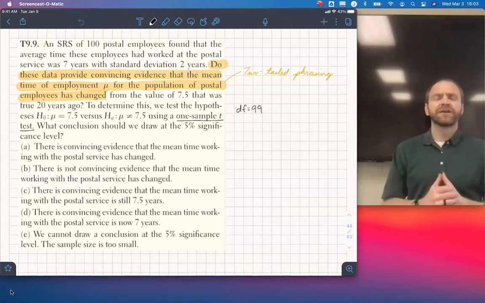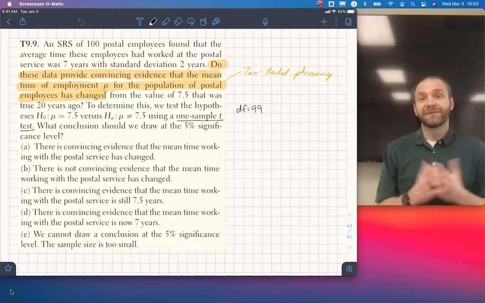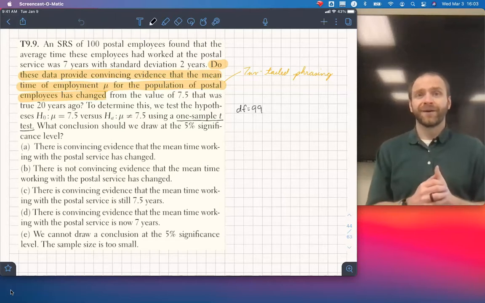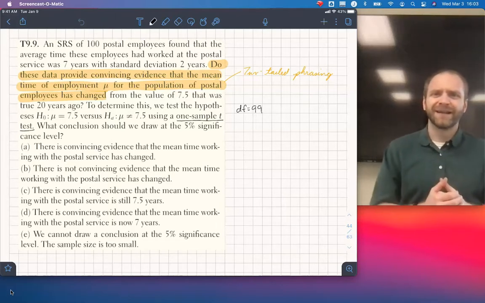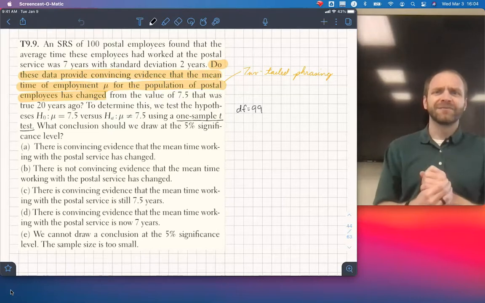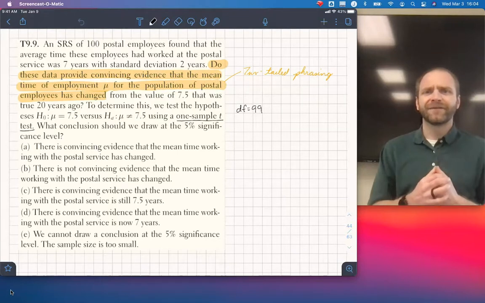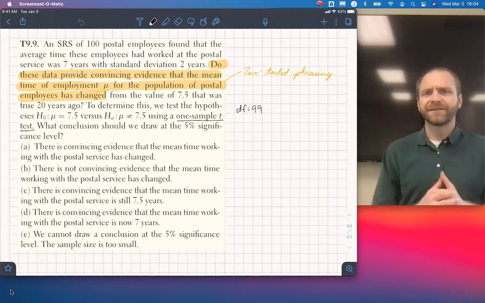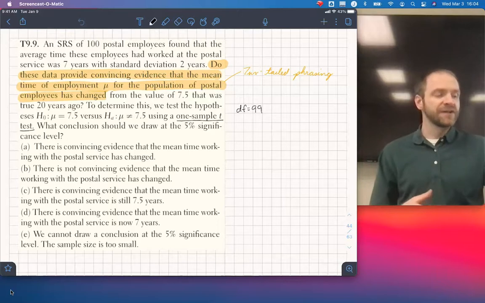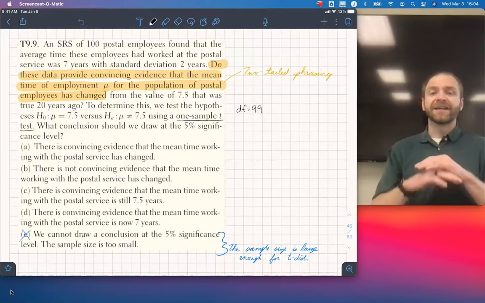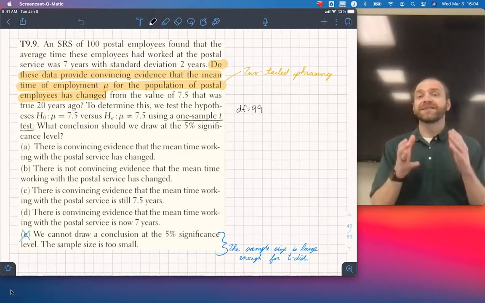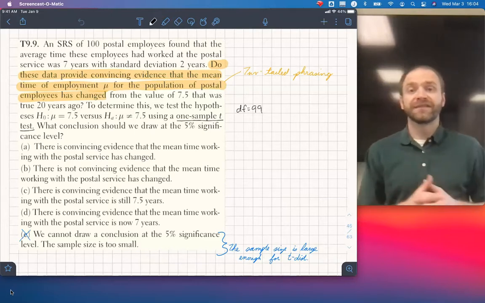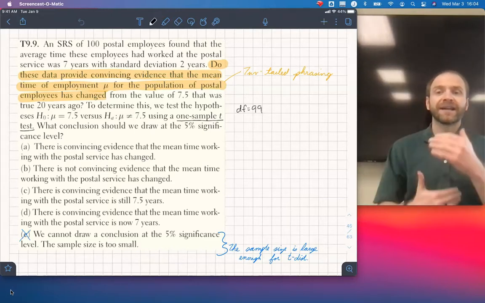We cannot draw a conclusion at the 5% significance level because, well, our sample size is too small. Wait a minute, our sample size was 100. And I know it's a t distribution. We want to do a t-test here. Remember the whole idea, if your sample size is greater than 30, you can apply the central limit theorem to use t procedures. So I can eliminate E right away. Our sample size is large enough to continue with t procedures. So then I've got to continue on through.